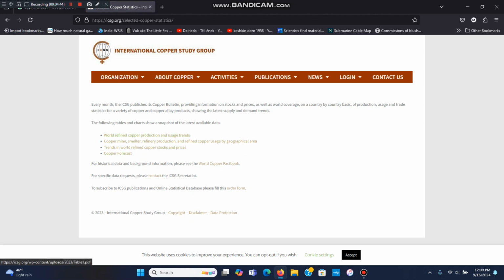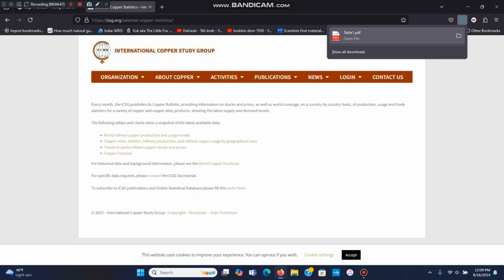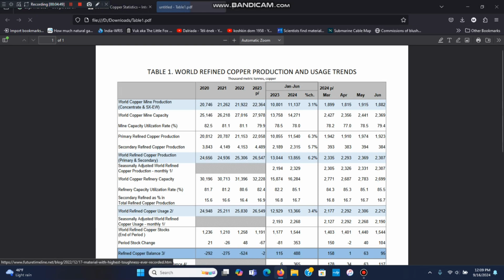The top one is the one I go to most often because that's the one that gives you the PDF with the most recent mining data. And so you see obviously production from world copper mines up through June of this year. So January through June, the first half of this year so far, compared to the first half of last year: 10.8 million tons last year in the first half, 11.1 million tons this year in the first half.